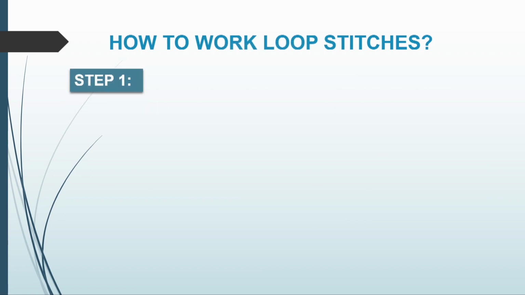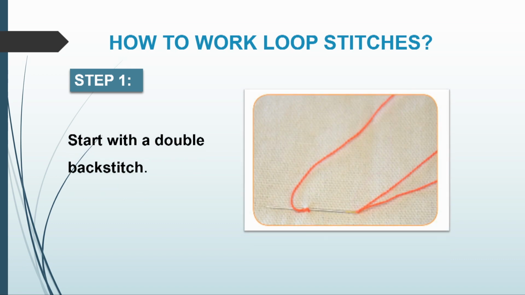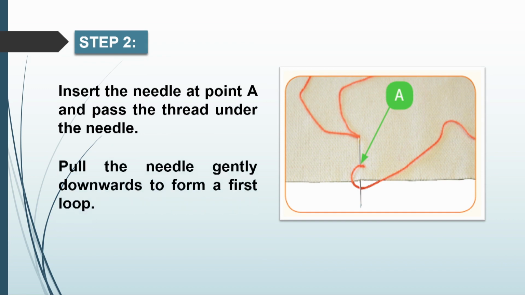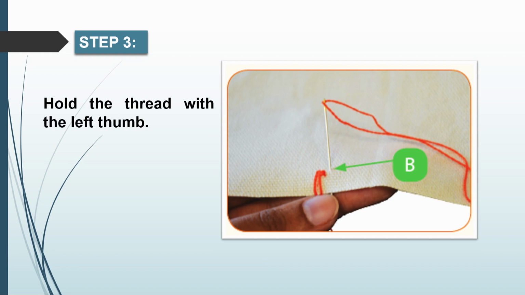Step 1. Start with a double back stitch, working from left to right. Step 2. Insert the needle at point A and pass the thread under the needle. Pull the needle gently downwards to form a first loop. For the next step, hold the thread with the left thumb and insert needle at point B.